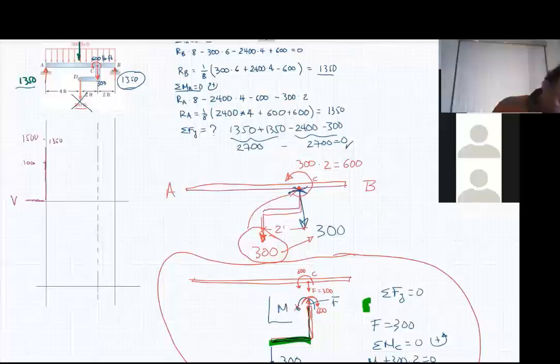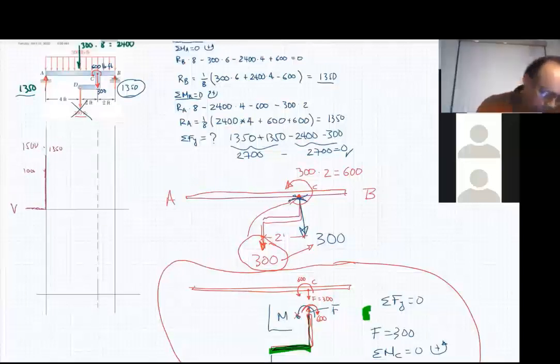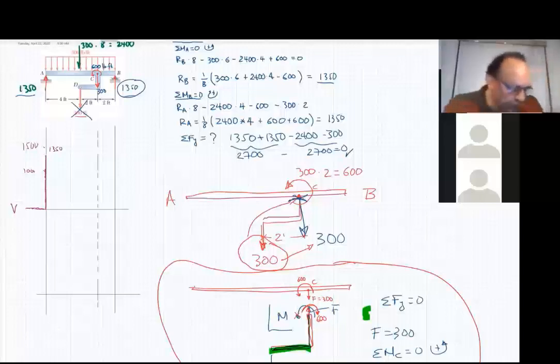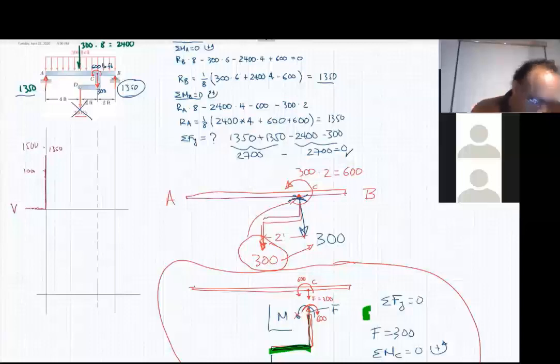Now we start going down at a rate of 300 pounds per foot over 6 feet. So this is 6 feet: 1, 2, 3, 4, 5, 6. More or less every 2 squares are 300.